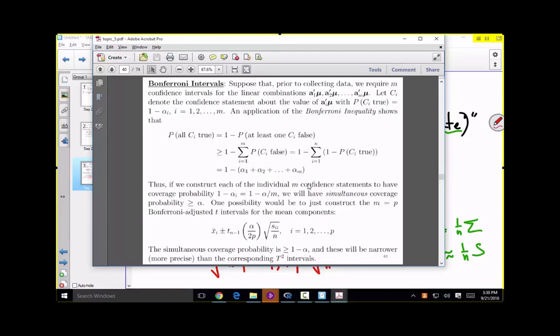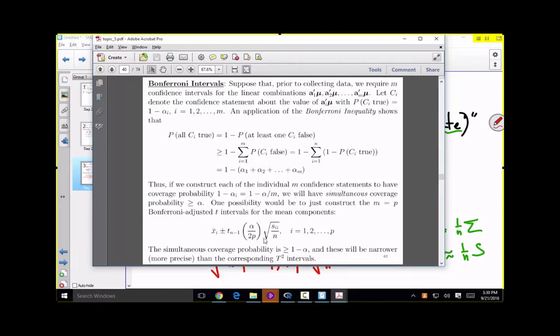This could be m equal to p. If all you wanted was a separate 95% confidence interval for every variable, then you're going to do m equal p confidence statements. But you could also have it be, like I said a moment ago, a separate interval for every component and a separate interval for every pairwise comparison, maybe. In that case, m is more than p. Whatever it is, however many intervals you plan to construct, you write it down first.